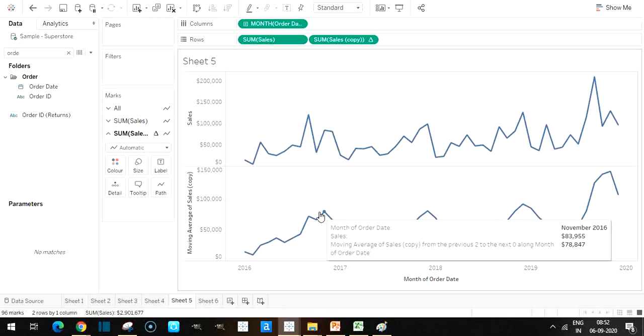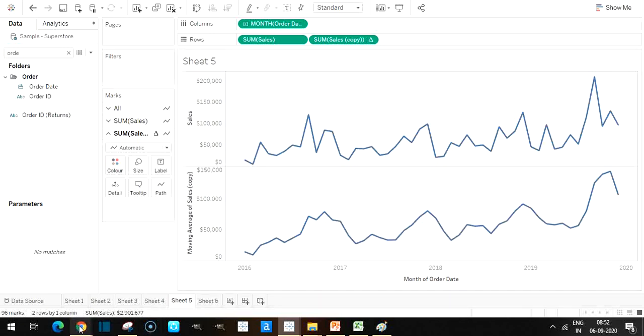You understand what I mean when I say 10 points or 20 points or 50 points? Go back to the previous 50, add up everything, and give me the average at any point of time. That will smoothen the curve even further. And that is especially relevant in the stock market.